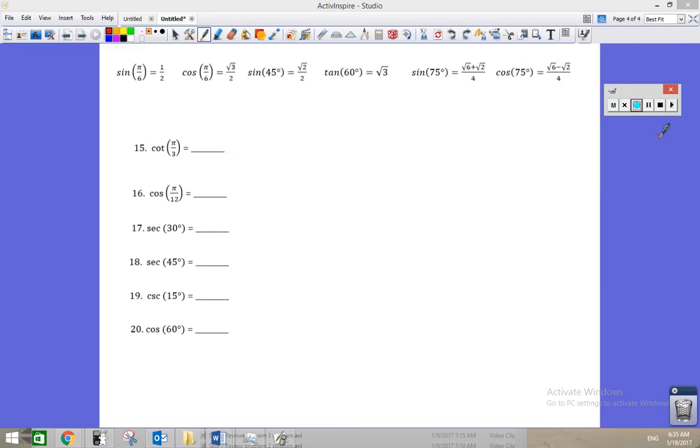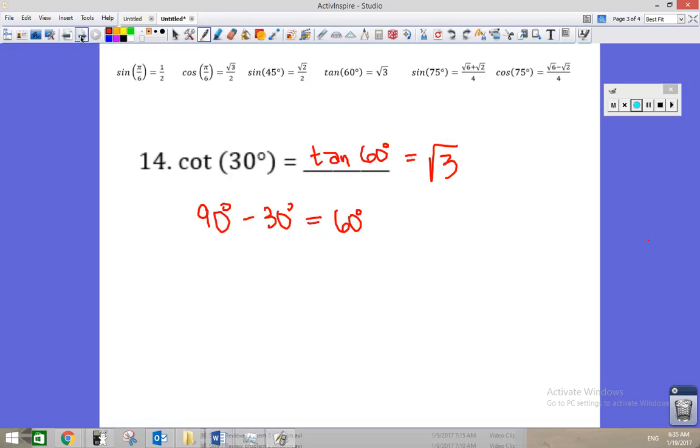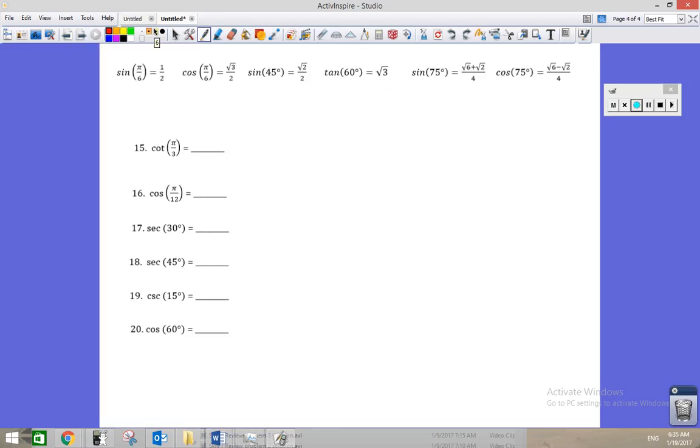We're taking a look at skill 8D. They've given us these 6 trig ratios, and they've asked us to use our knowledge of the reciprocal relationships, the conversion between degrees and radians, and also the complementary angle theorem to come up with these ratios. So on these last 6 problems, let's take a look at them.